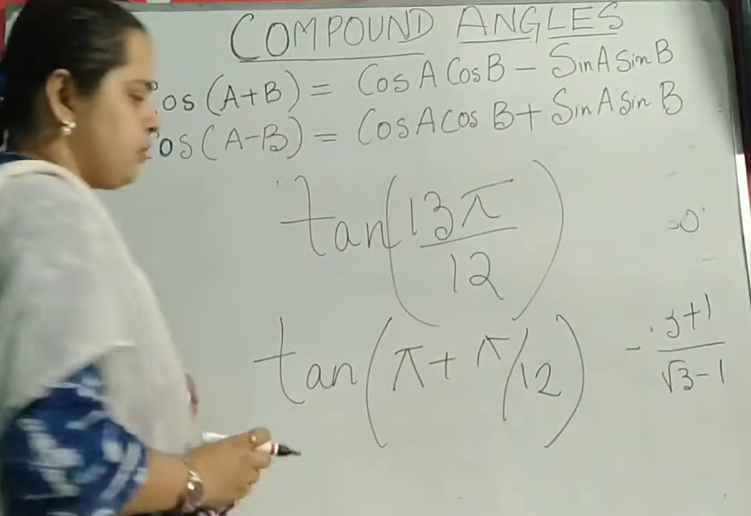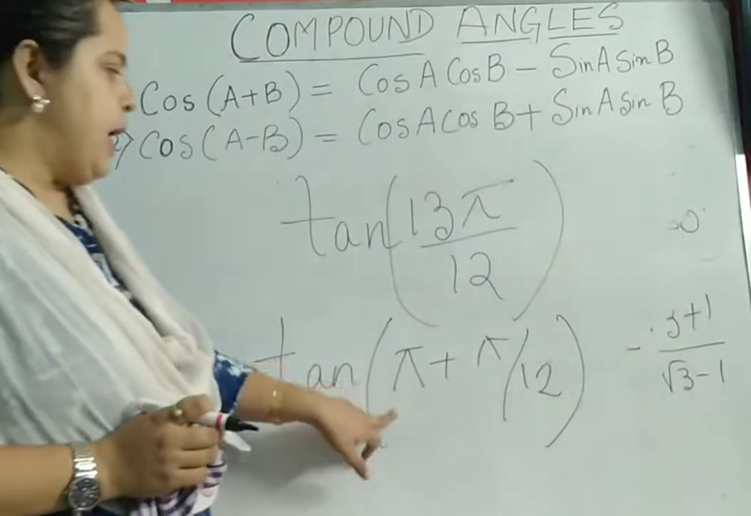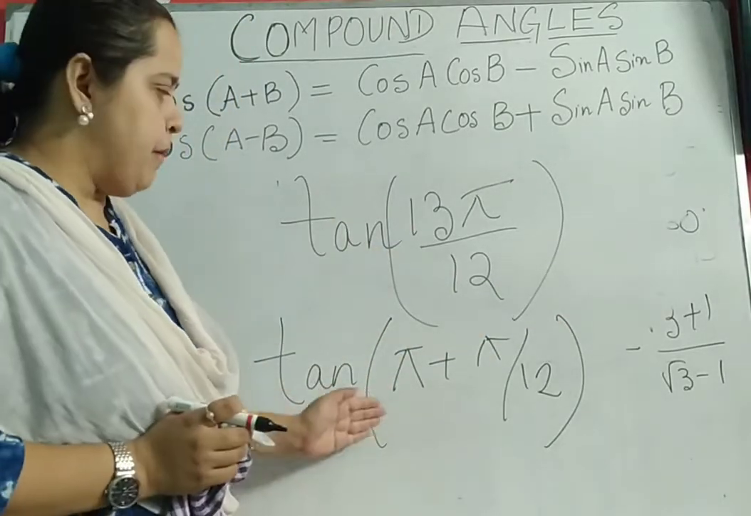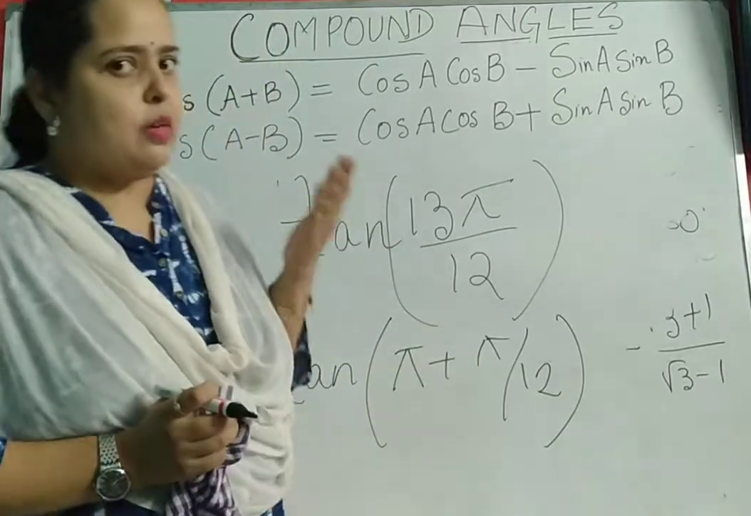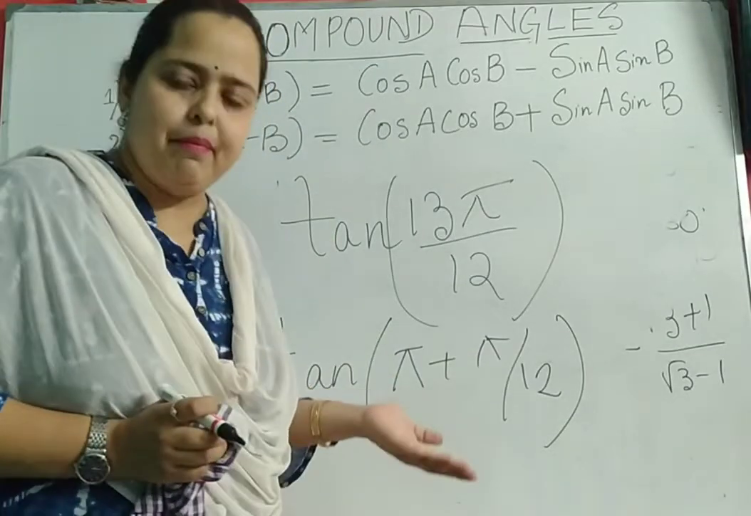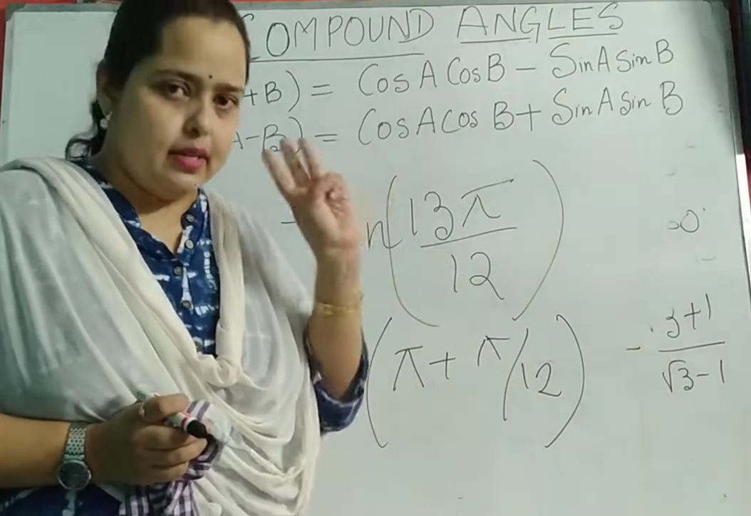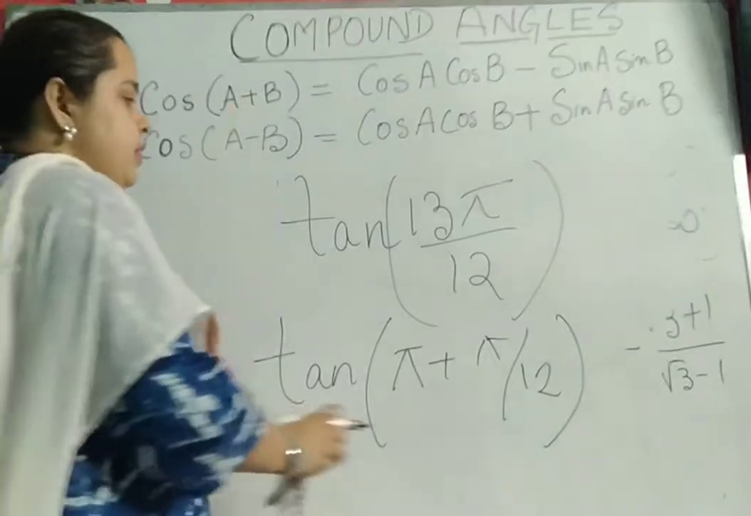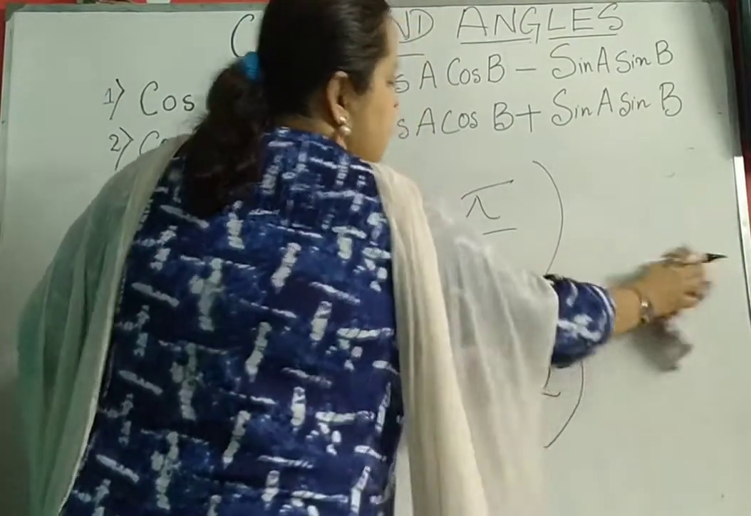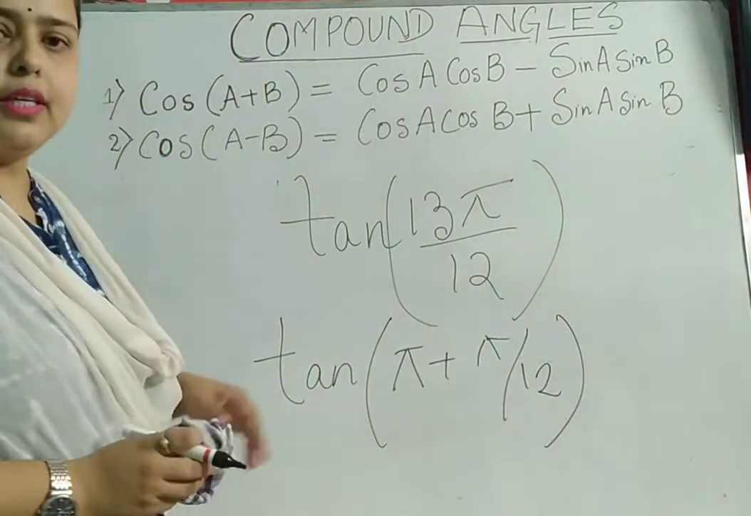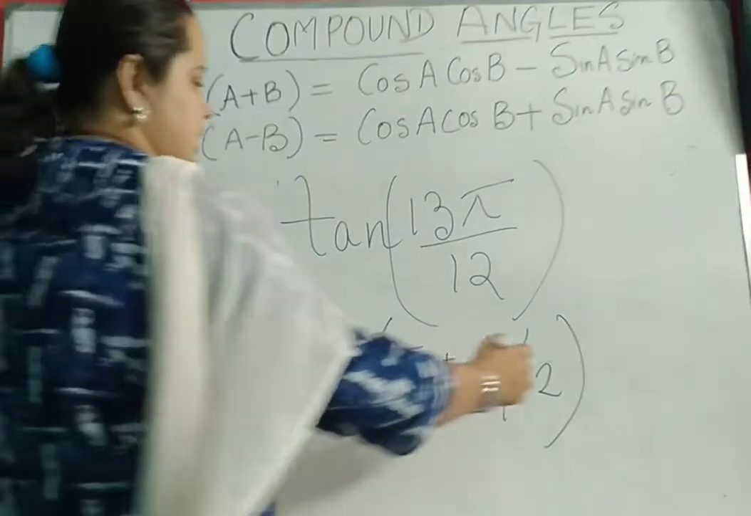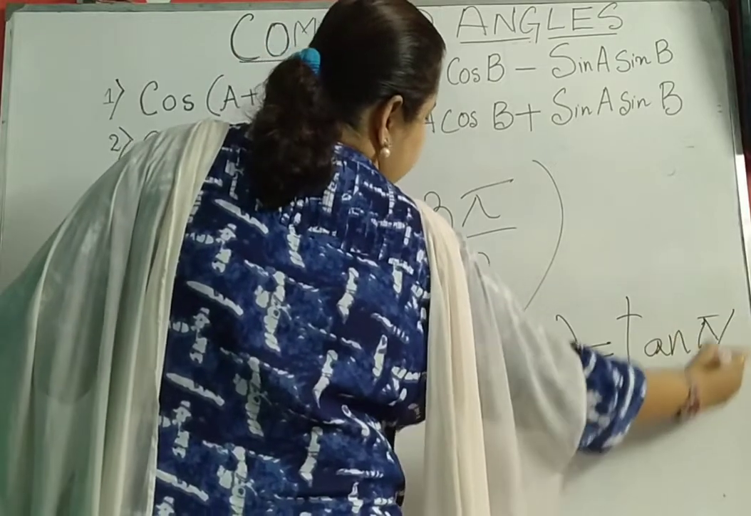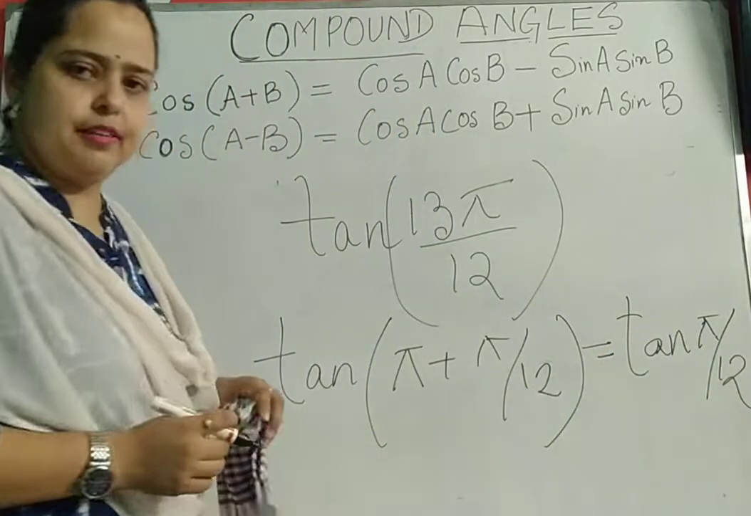See, students, what have I done? Pi plus pi by 12, so it is becoming 13 pi by 12. I hope all of you remember, pi plus pi by 12 comes into which quadrant? Third quadrant. Is it okay? Now, in the third quadrant, what is the sign of tan? It is positive. Yes, tan will remain positive there.